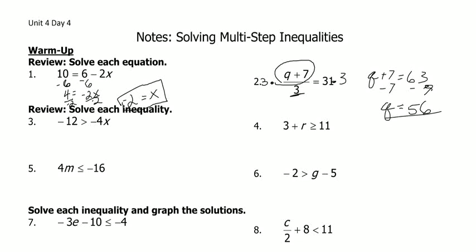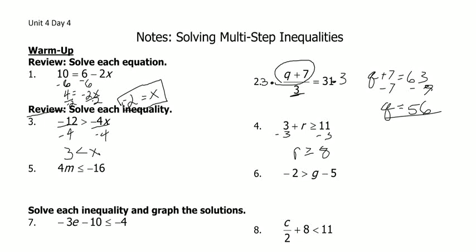Alright, now, this part of the review is just a quick little recap of what we've done for the last 3 days, just simply how to solve inequality. Now, on number 3, we divide by negative 4. So therefore, we've got 3 is less than x. If you recall, when we divide by a negative, we have to flip our sign. Okay, on number 4, we subtract 3 from both sides, and that's going to be r greater than or equal to 8.